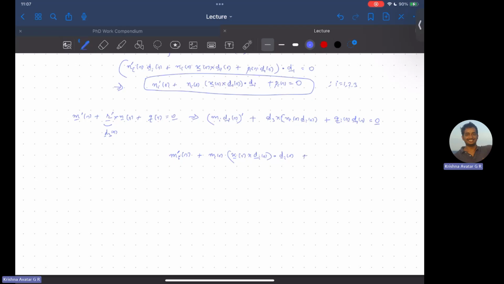Then we have, plus this whole quantity, d3 cross ni of S di of S, whole dot di of S, plus qi of S is equal to 0. So here we have also, so we know that the contact force, so Ni of S, or say N vector, represents internal contact force.